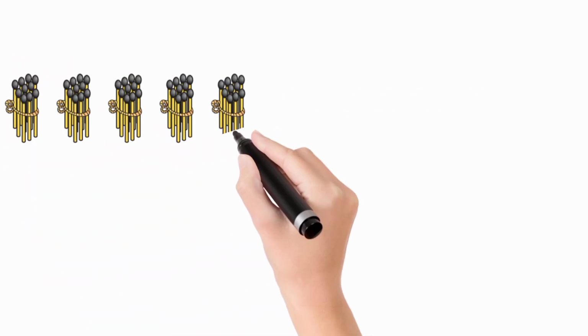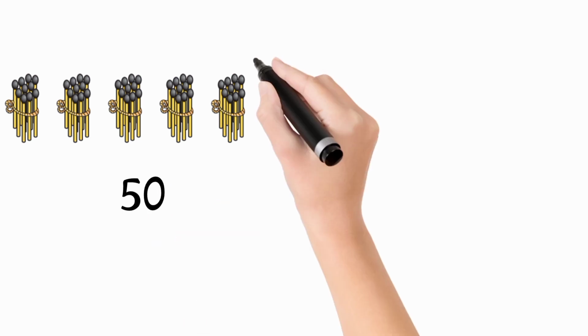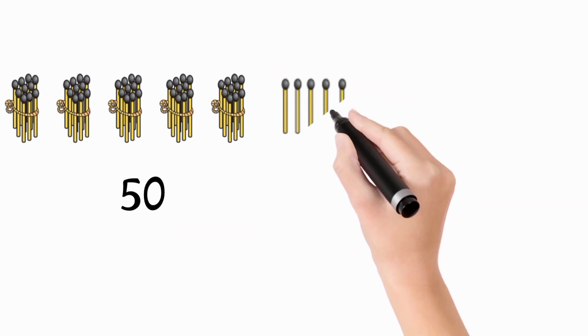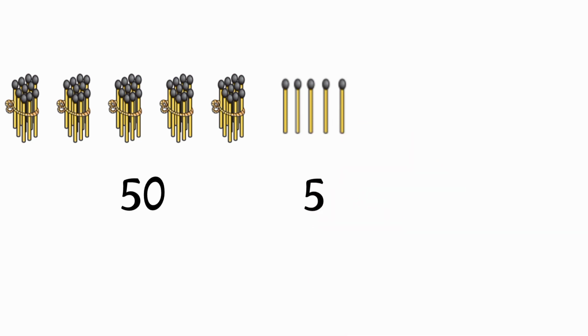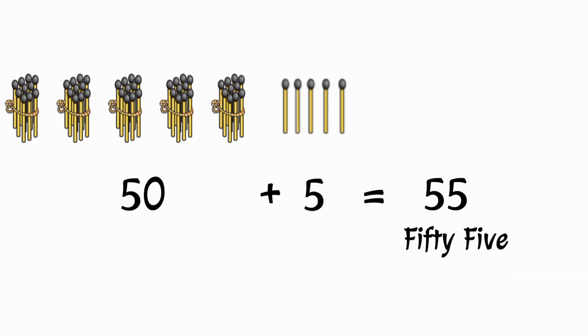Five bundles means 50 and 5 loose matchsticks. So 50 plus 5 is equal to 55. 5 tens and 5 ones. 55. इसे 55 कहते हैं.